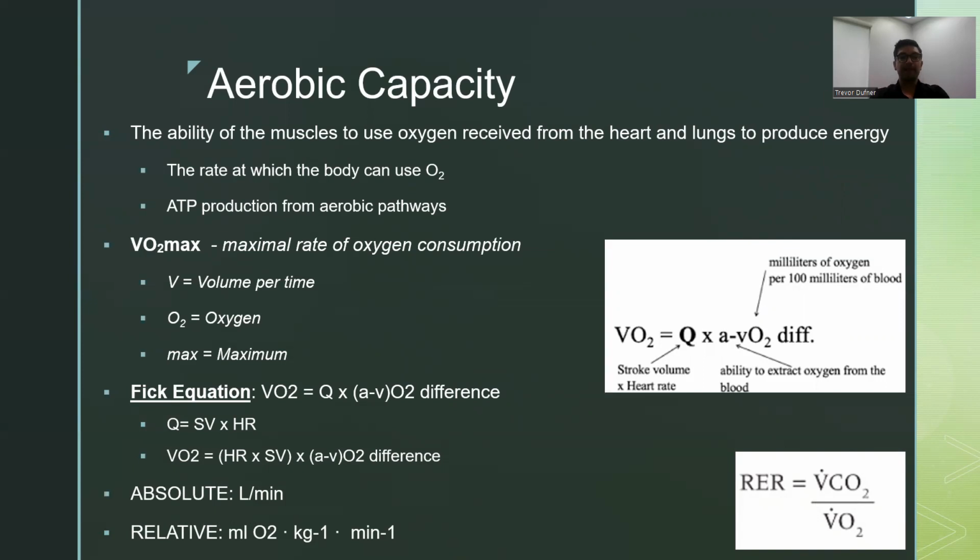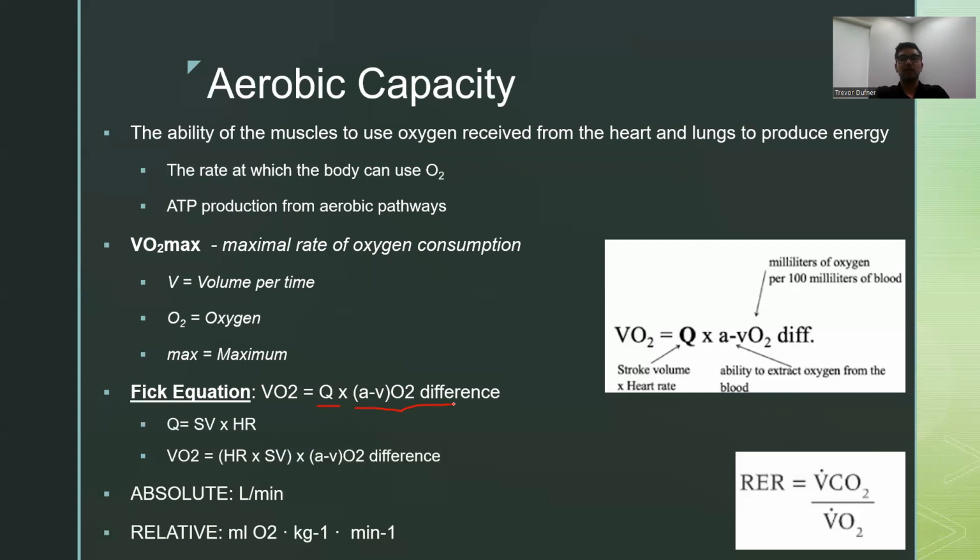VO2 max is the maximal rate of oxygen consumption, the maximal rate at which your body can utilize oxygen to produce ATP. A lot of this is going to be reviewed. You might have heard this before, but it's setting the foundation of what we're going to talk about later in this lecture. O2 means oxygen, max means maximum, pretty simple. And then the Fick equation, that is our VO2 max. VO2 equals blood flow, cardiac output, times AVO2 difference.